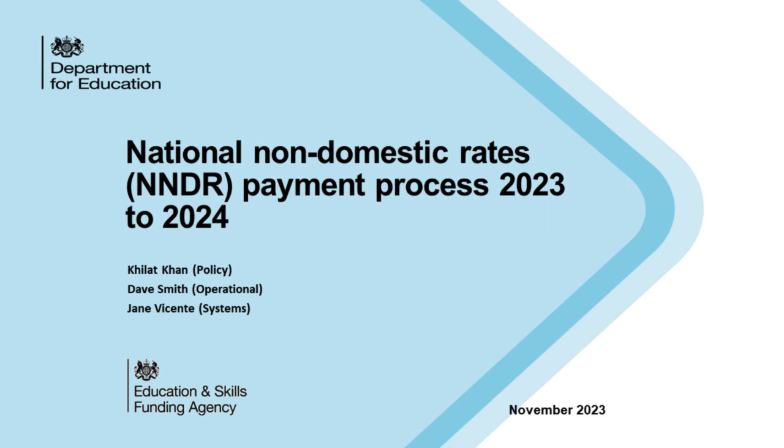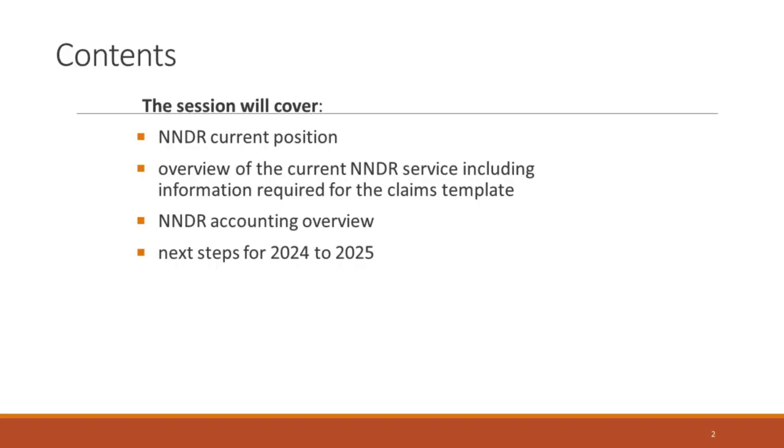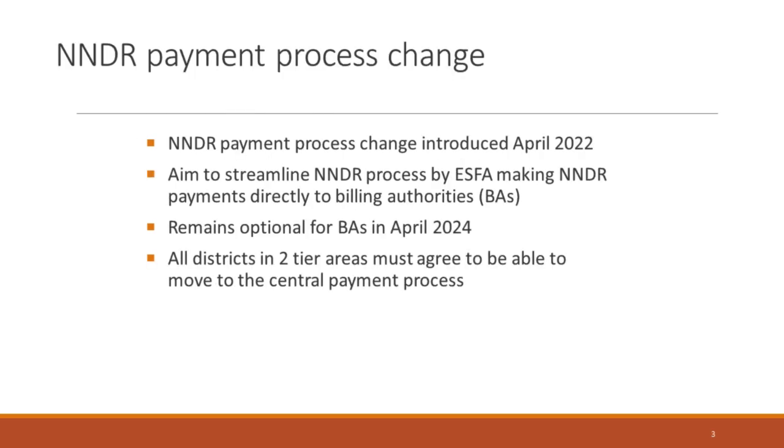So the session today, what we'll be looking at is the current position on business rates since we've introduced the process. We'll also provide an overview of the service, including what information will be required for the claims template. Provide a very brief overview of what's required on the accounting side, and then what the next steps are from April. So we introduced the Business Rate Central process in April of last year.